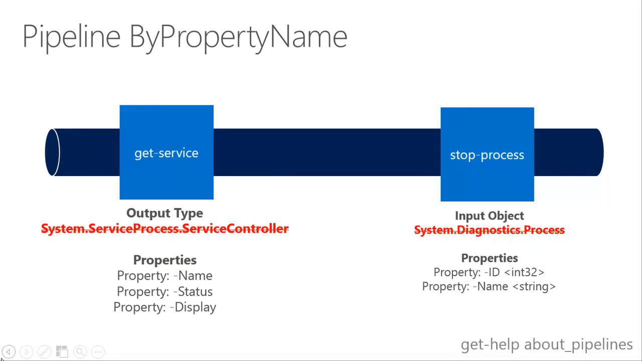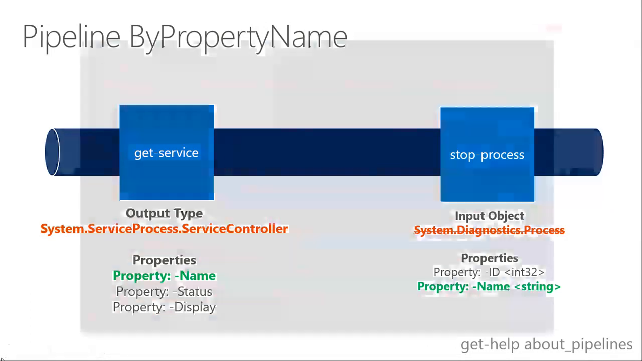What PowerShell then does is look at the properties. So get service has a property called name. Stop process also has a property called name. And if we look in our help, you'll see that that will accept by pipeline input, by property name. So what happens, that's actually going to match, and PowerShell then is going to run that command. So you've got to be really careful of what you're piping along the pipeline.